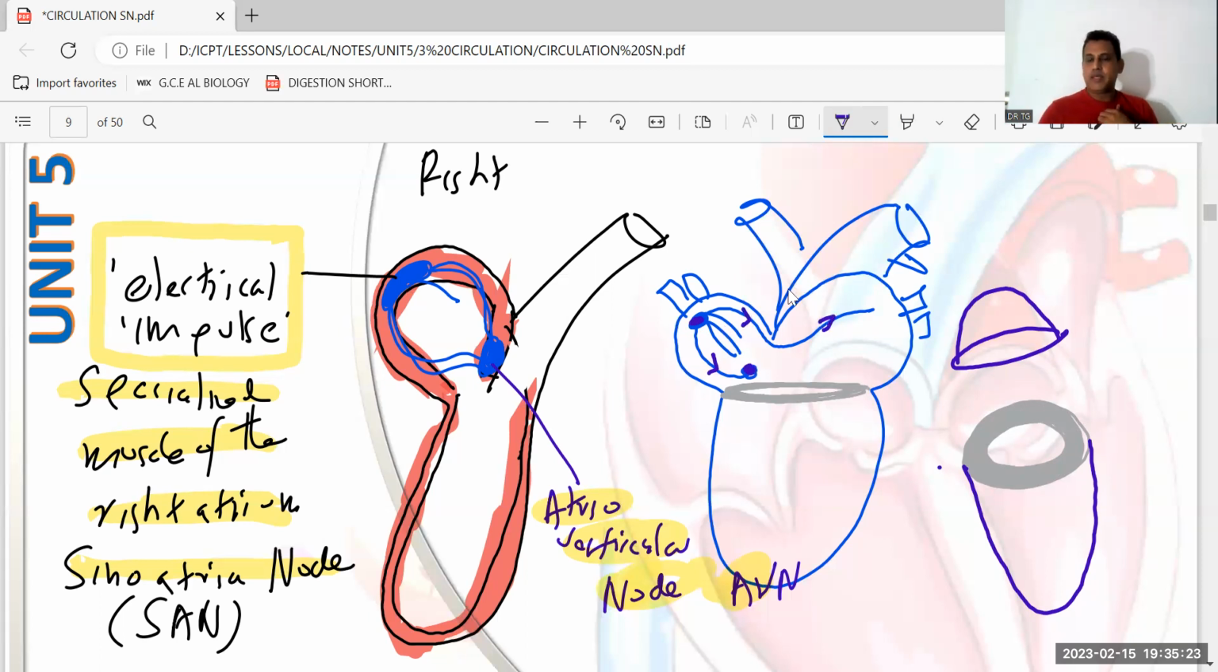That means if they make an electrical impulse, it spreads all over the atrium. It is not going to the ventricle. Why is it not going to the ventricle? This fibrous ring does not allow it to pass. So it is not going to the ventricles. It is only spreading on the atrium. So this is a non-conducting fibrous ring.